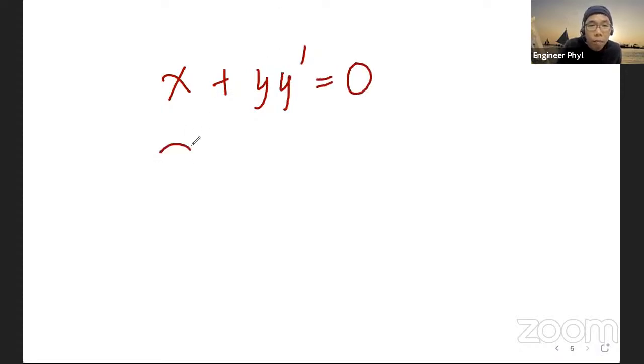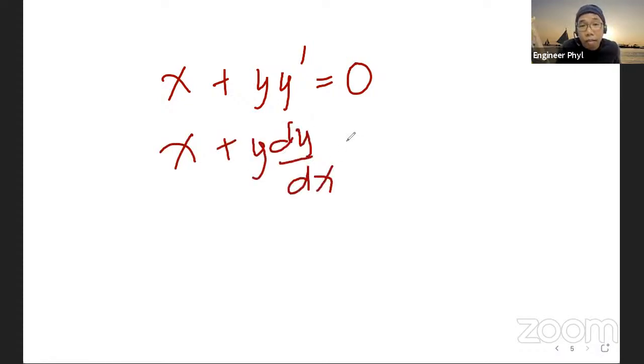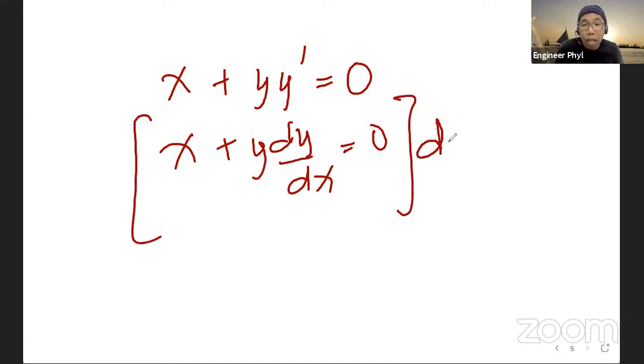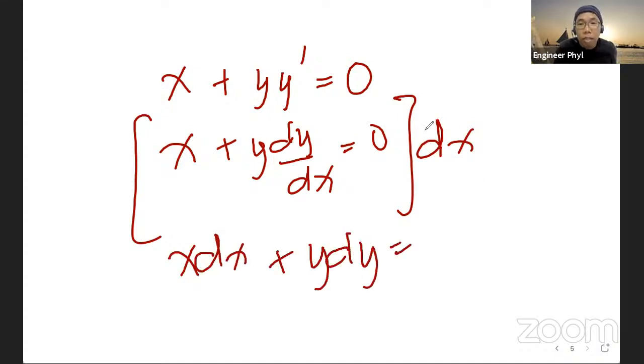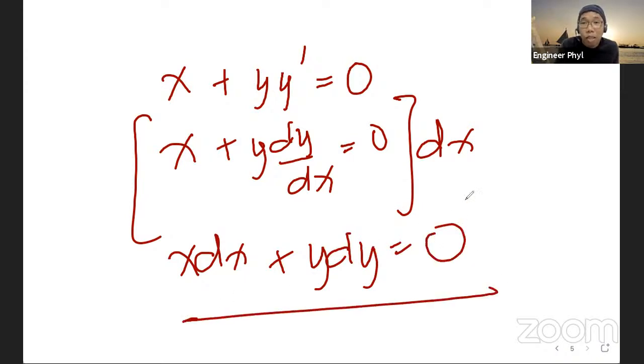Now this y prime can be written as dy over dx. Multiplying both sides by dx, we have x dx plus y dy equals 0 times dx, which is 0. So as you can see, we go back to the differential equation that was given earlier in the last example that we had. Okay, so that's all for now. We'll meet again for our next topic.